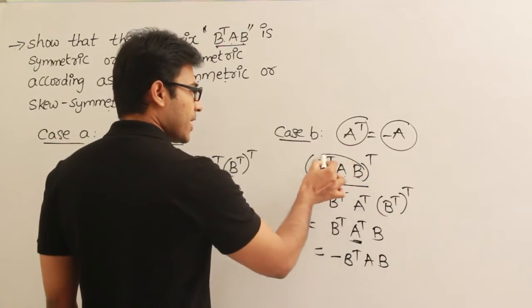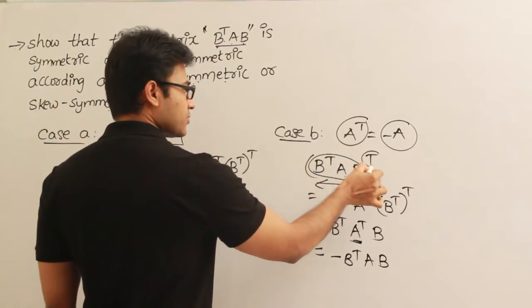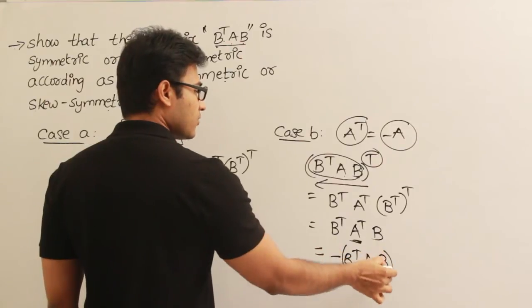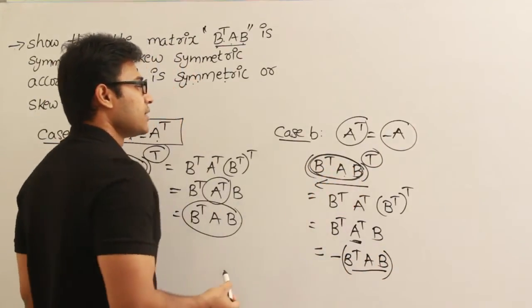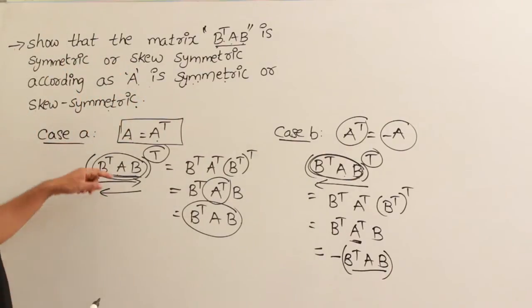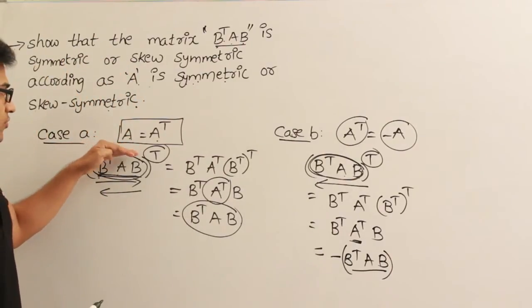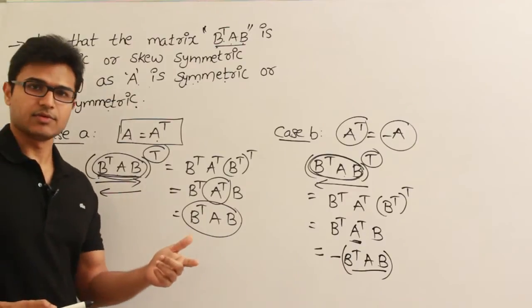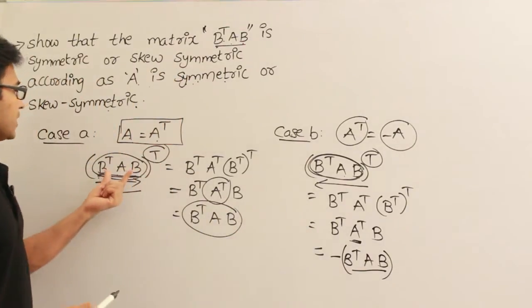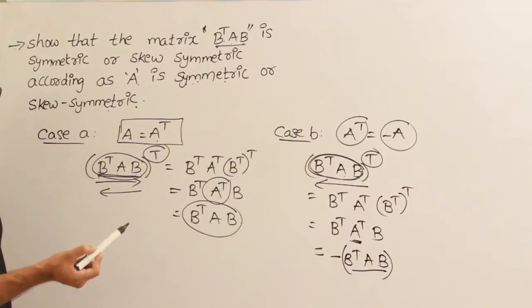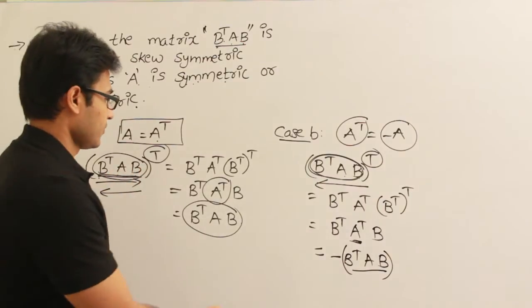Now we have taken a matrix and applied the transpose. Then we got the negation of the same matrix. Then what can we say about this matrix? This is skew symmetric. Got it? Therefore, depending on the type of A, either skew symmetric or symmetric, we get that this B transpose into A into B is either symmetric or skew symmetric. Okay, fine.